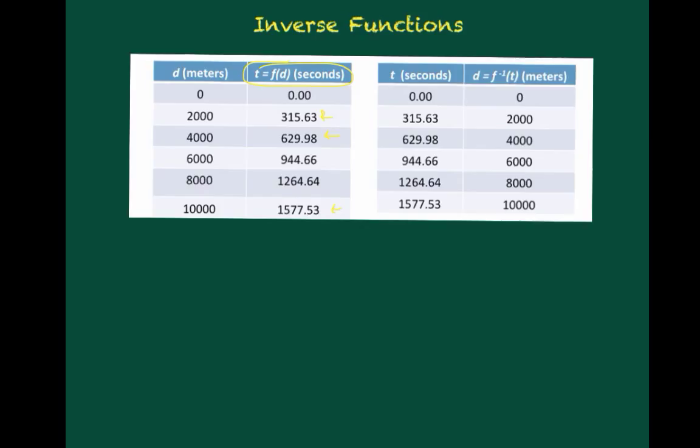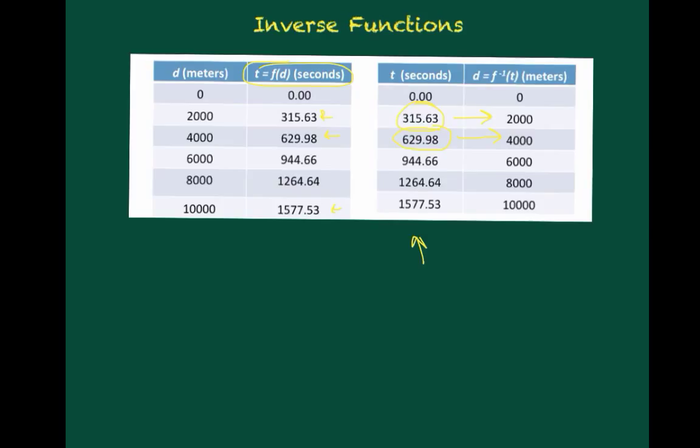Now, if we were to look at the inverse of that function, the input would not be distance this time. The input would be seconds. So to find out how far he went in 315.63 seconds, that would be 2,000 meters. Or you might ask, how far did he go in 629.98 seconds? And that would give you 4,000 meters. So you can set up functions with the input, or an inverse function with the y as the input.